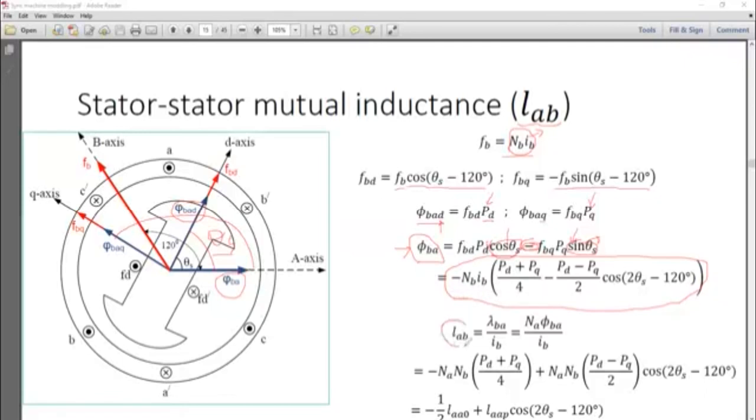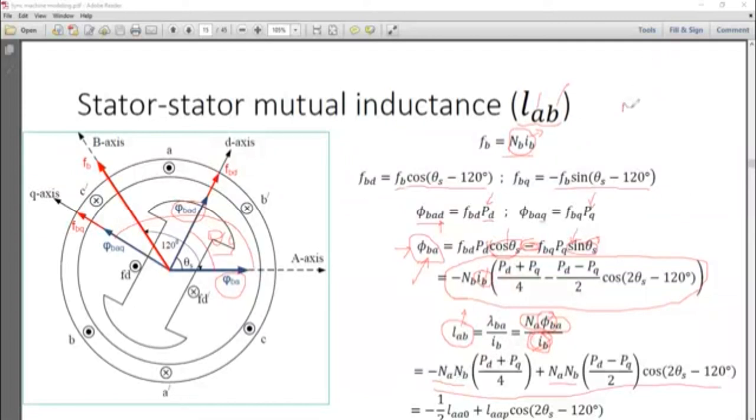Then LAB: once you get the flux, you calculate the inductance, and that is NA phi BA over IB. You have one IB in the phi BA, and another IB in the denominator. So this IB and this IB will be cancelled out, and you will be left with something like this. And you see here we have NA and NB now, because you have a mixture of A axis and B axis.